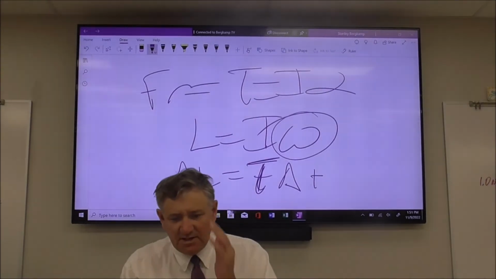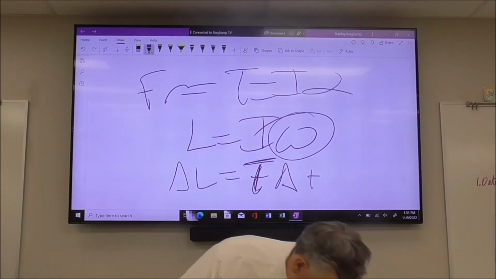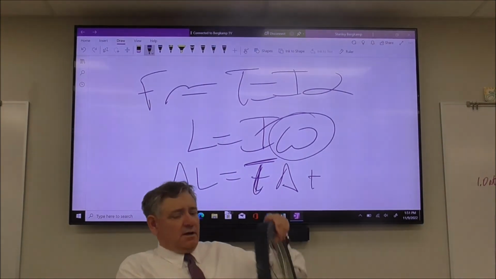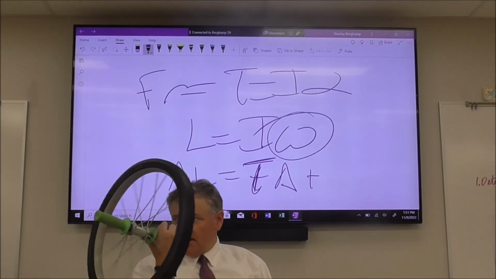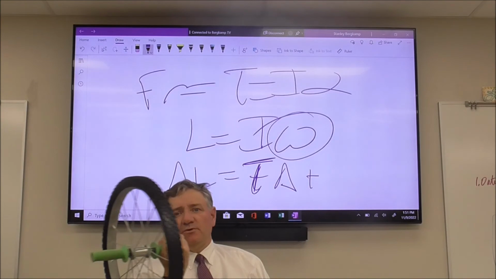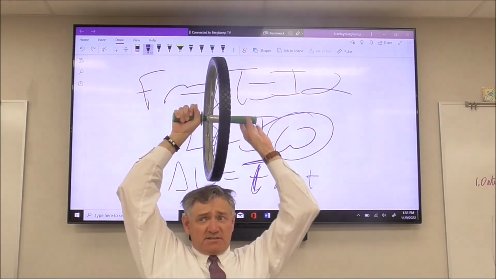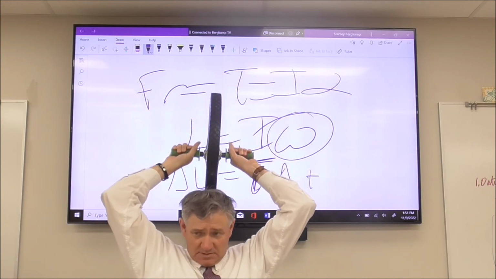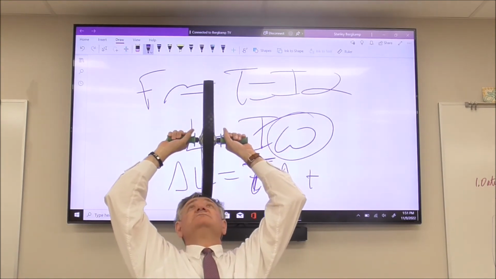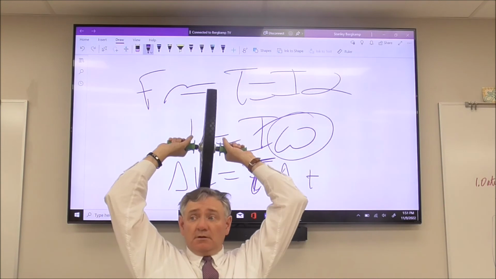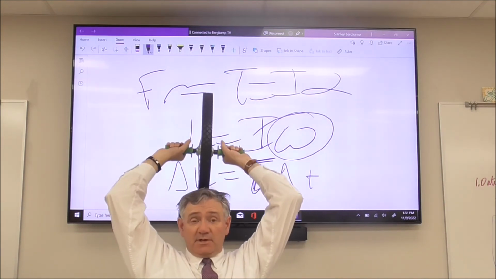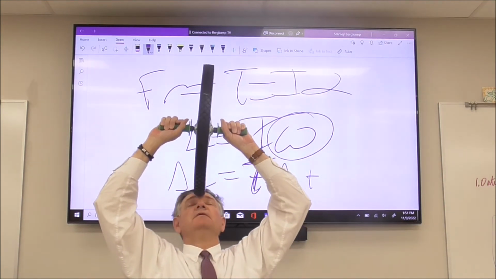So all this means is that if I've got this bicycle wheel and I want to change its angular momentum, what do I have to apply? A force. I've got to apply a torque, right? And guess what? That torque has to act over a certain period of time. So guess what? No torque, no change in angular momentum. So keep that in mind.